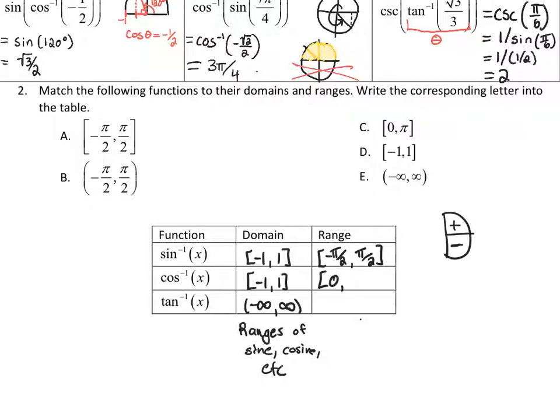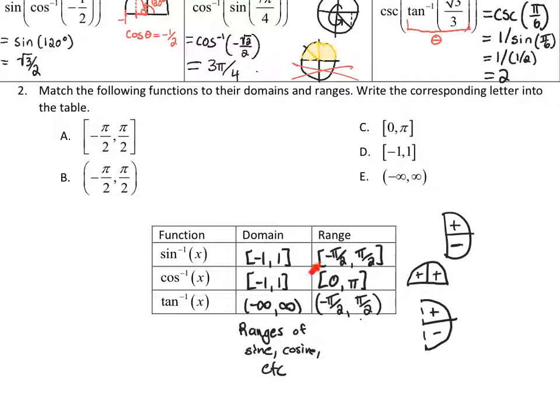For cosine, it's 0 to pi. So that's quadrants 1 and 2, both positive angles. And then inverse tangent is very similar to inverse sine, except we do not actually allow ourselves to reach those endpoints because the tangent is undefined there. So you need to memorize those range restrictions.